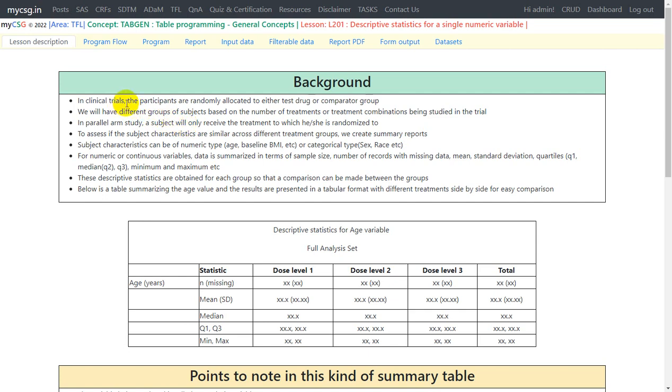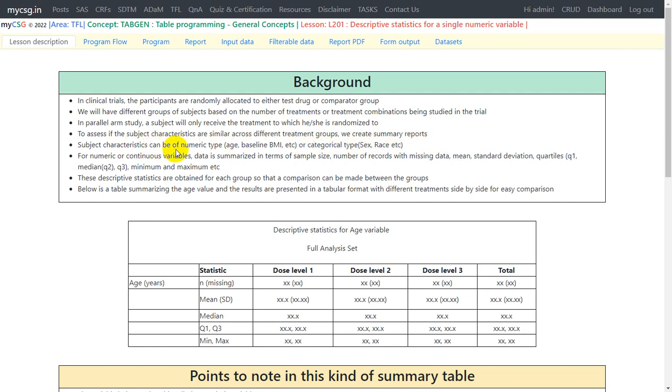In clinical trials, the participants are randomly allocated to either test drug or a comparator group. So we will have different groups of subjects based on the number of treatments or treatment combinations being studied in the trial. In a parallel arm study, a subject will only receive the treatment to which he or she is randomized to in the entire course of the study. To assess if the subject characteristics are similar across different treatment groups, we create summary reports.